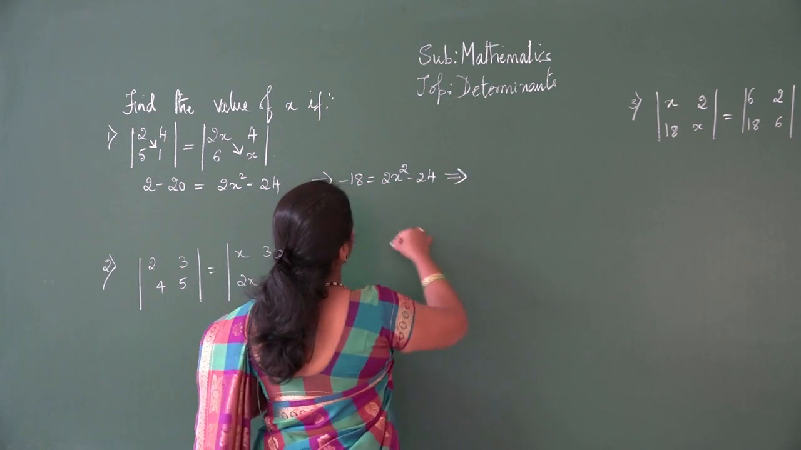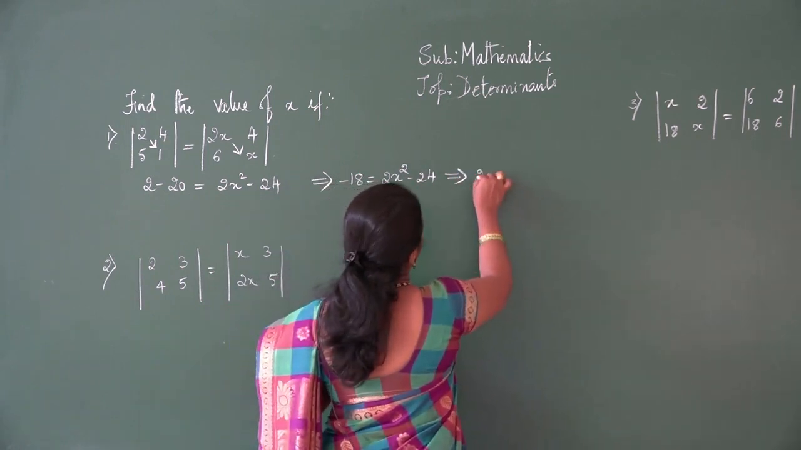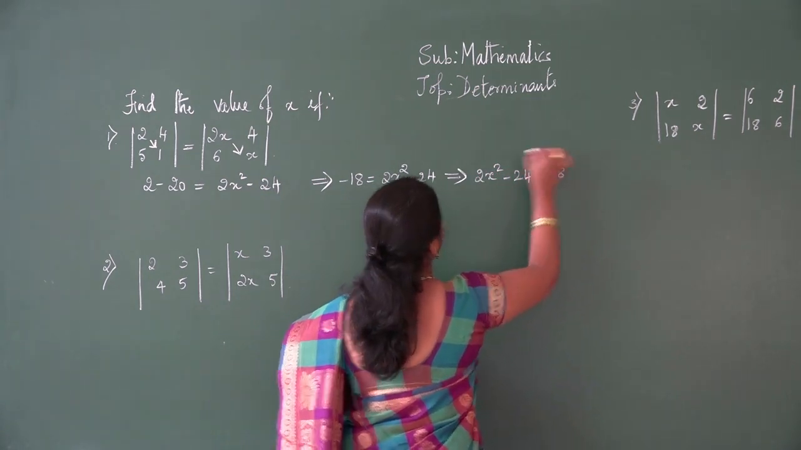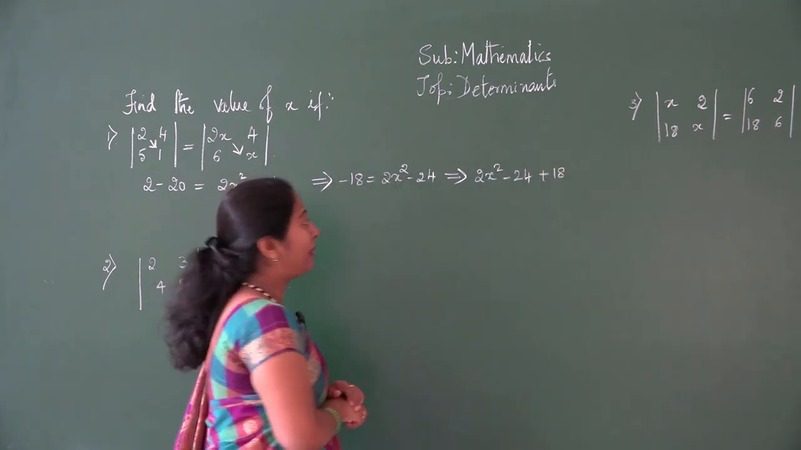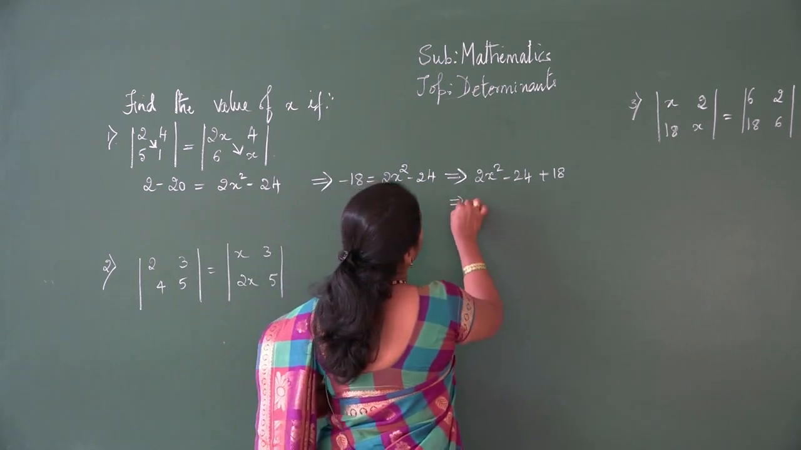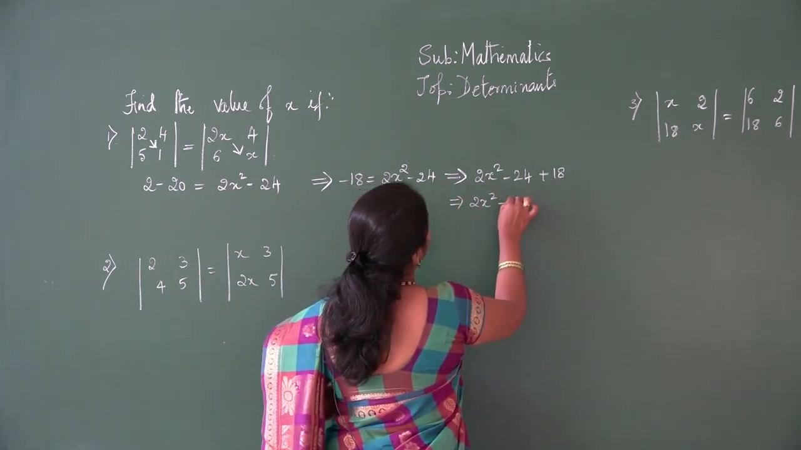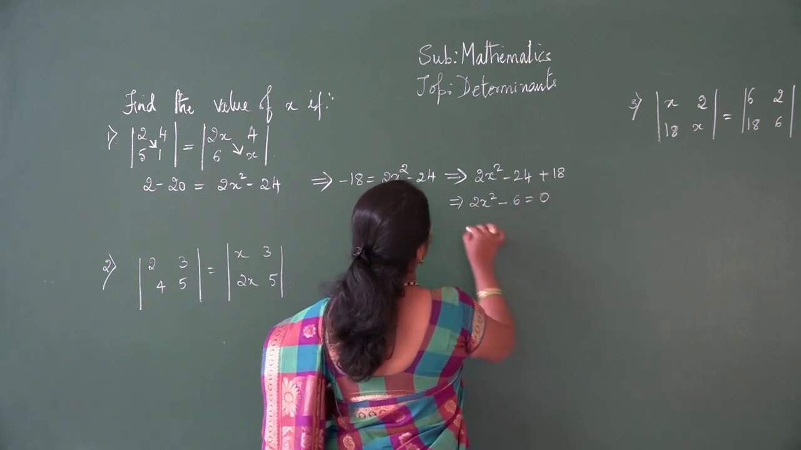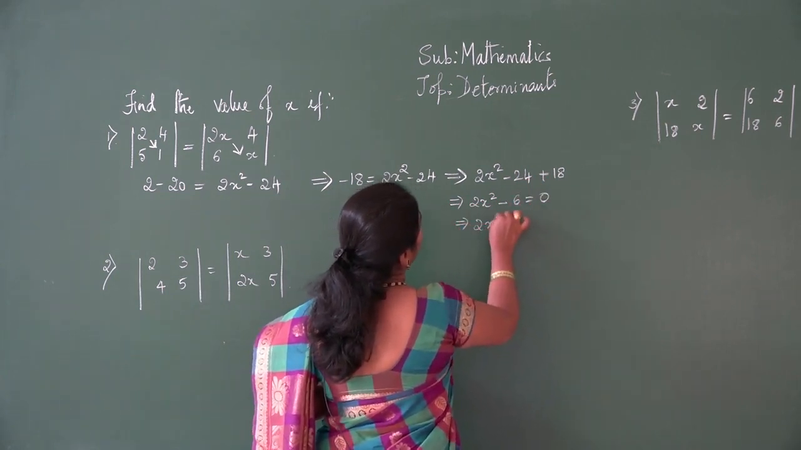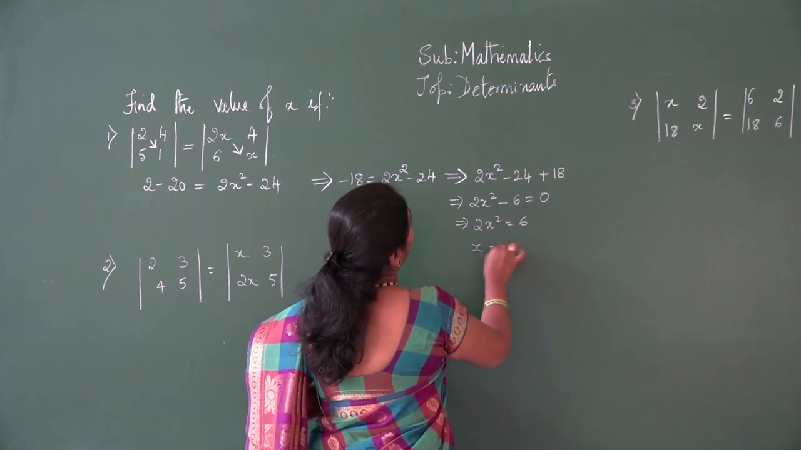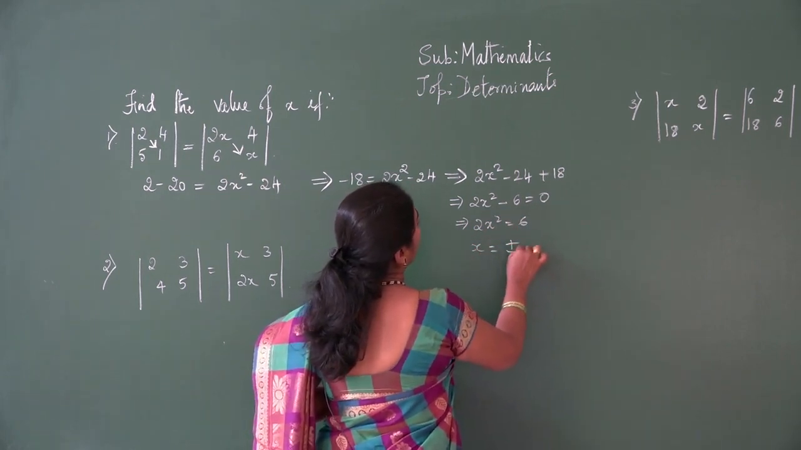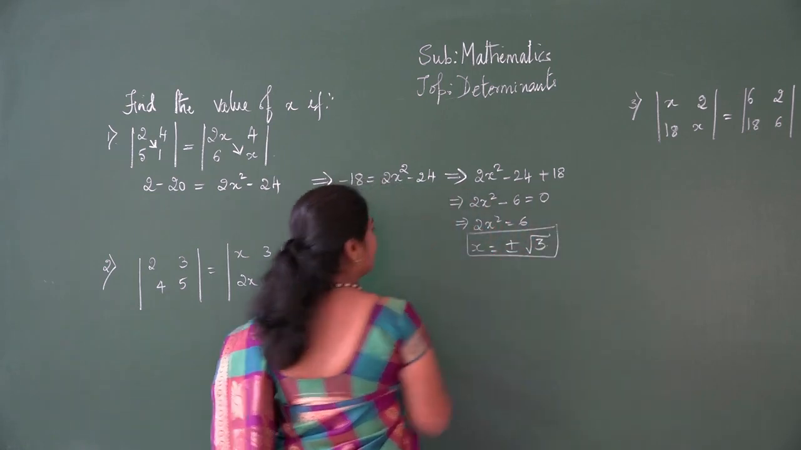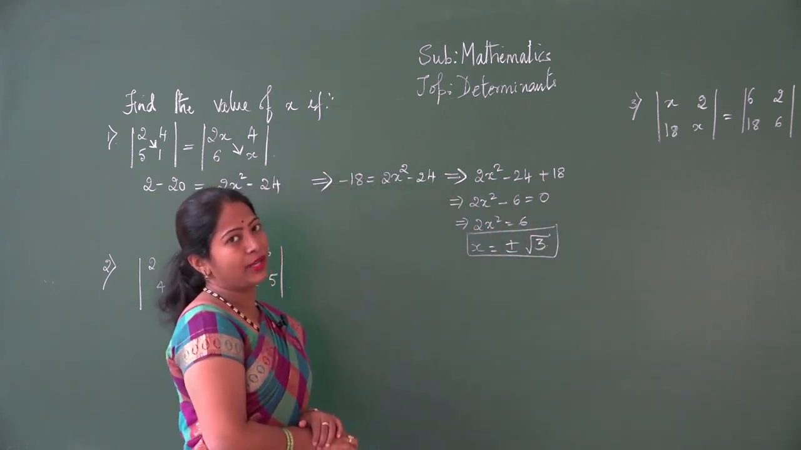So moving on to the next step, 2 minus 20 will be minus 18, is equal to 2x square minus 24. This implies minus 18 on the RHS, 2x square minus 24 plus 18. So minus 24 plus 18 will sum up to 2x square minus 6 equal to 0. This is 2x square equal to 6, and what is the value of x? Plus or minus square root 3. This is the value of x, x is equal to plus or minus square root 3.